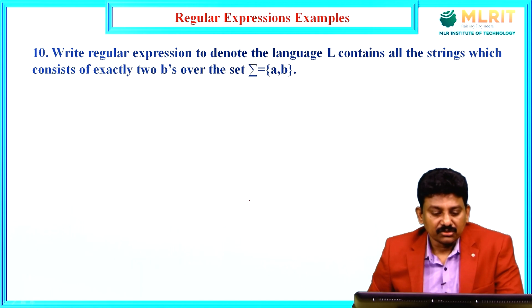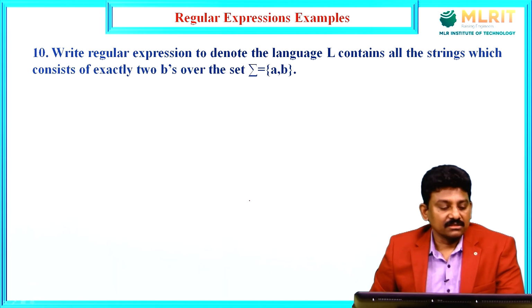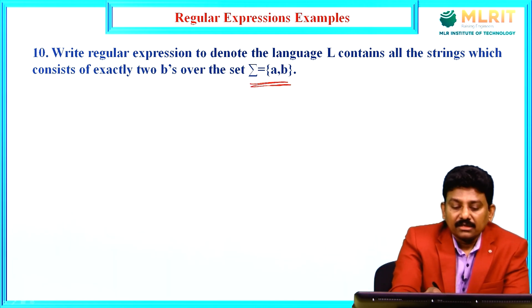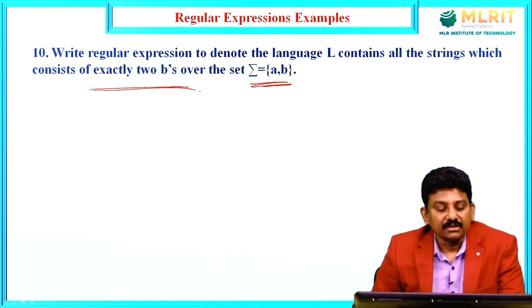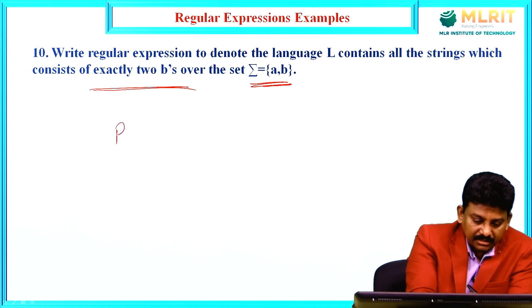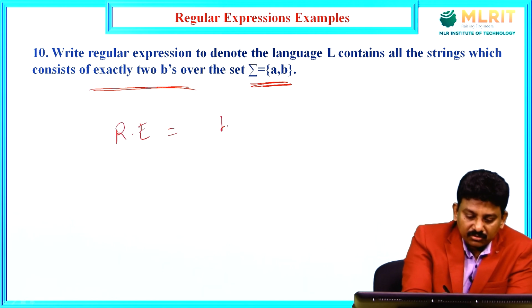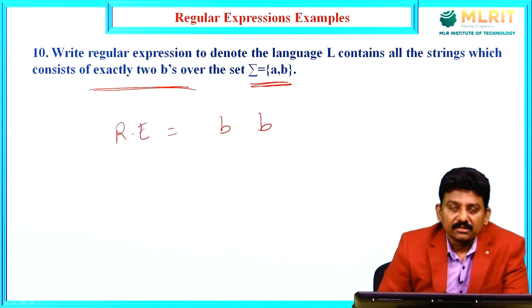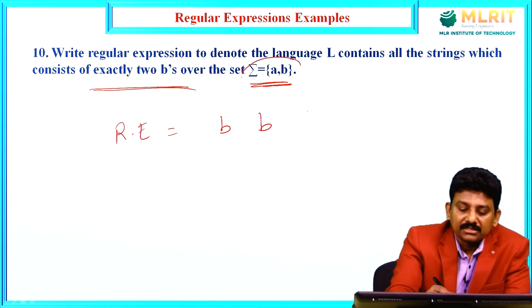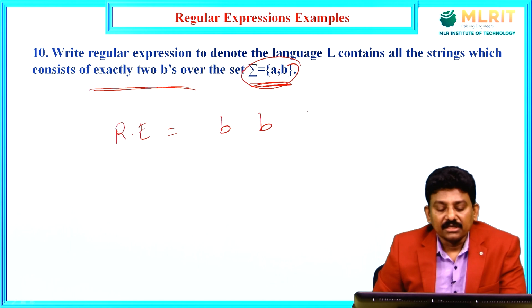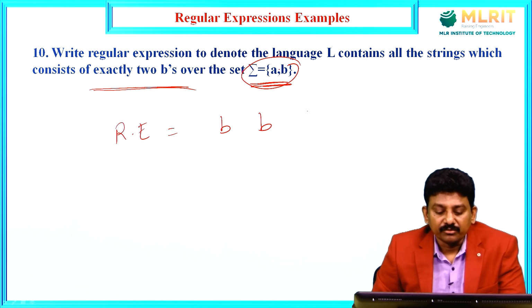Write regular expression to denote the language L which contains all the strings which consist of exactly 2 B's over the set sigma equal to {A, B}. Exactly 2 B's, not 3 B's, not 1 B. Exactly 2 B's, not more than 2, not less than 2. But the position of B's may be anywhere in the string, beginning or ending. The input alphabet is AB. The string will contain A's and B's, but B's must be exactly 2, anywhere in the string.